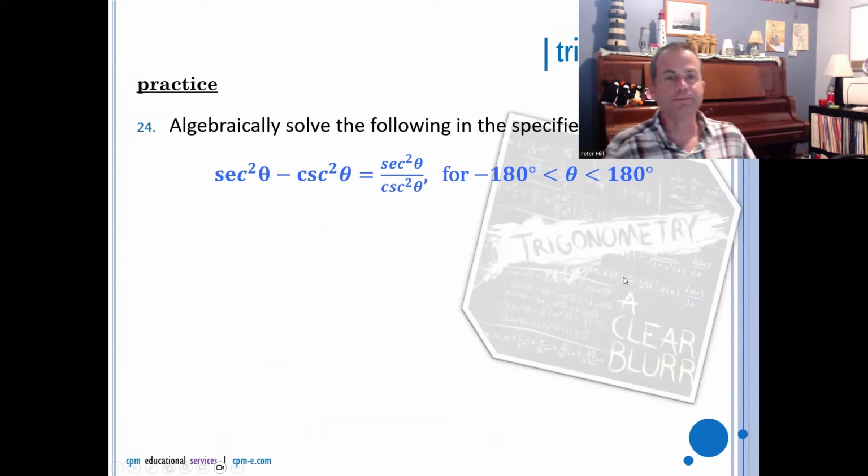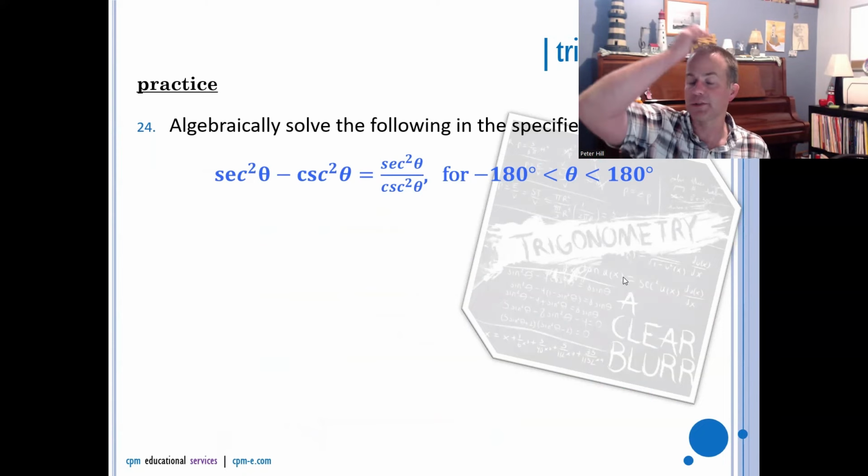Algebraically solve the following. Okay. So let's talk non-permissible values first. Secant is 1 over cos, so cos can't be 0. Cosecant is 1 over sine, so sine can't be 0.